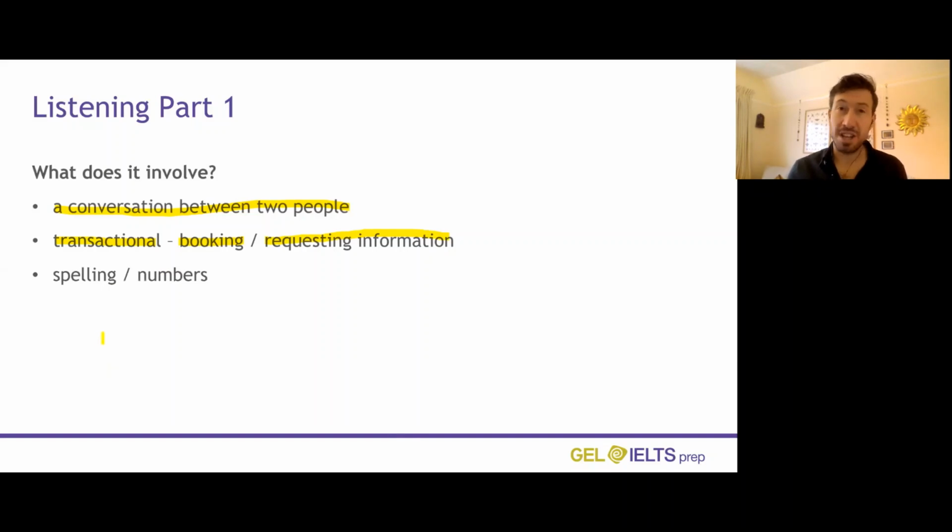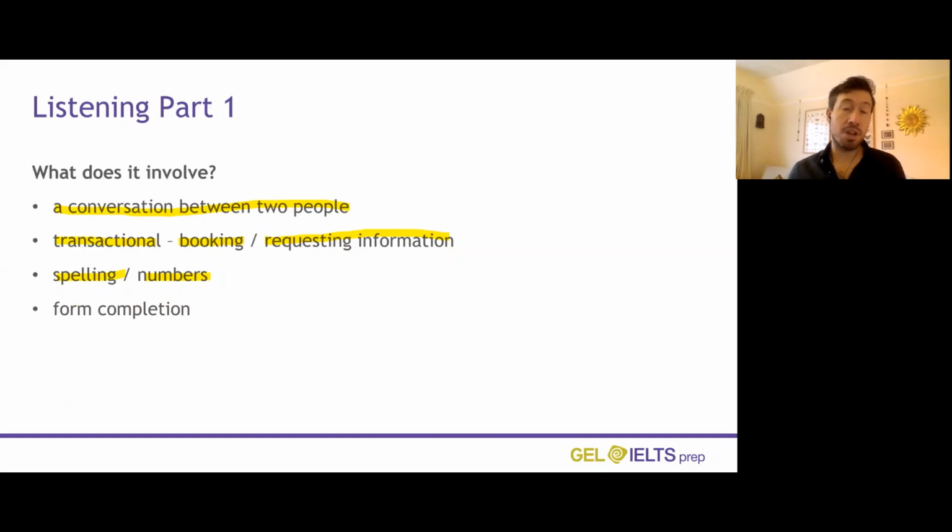It requires a lot of spelling and numbers in it. So this is one part where you really need to be familiar with that. So it could have people's names, their ages, their addresses, that kind of thing. So you need to be familiar with how to spell things, the letters of the alphabet, and also numbers from 1 to 100.